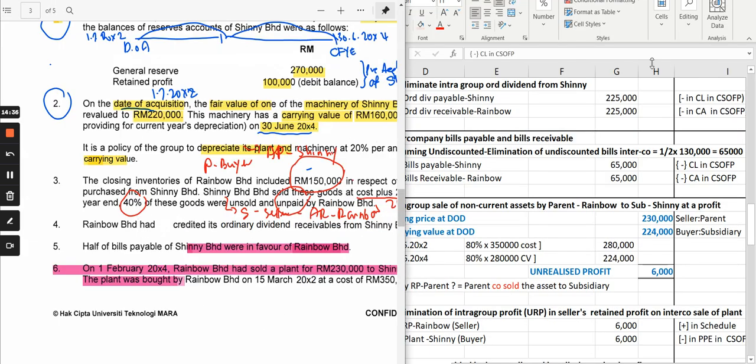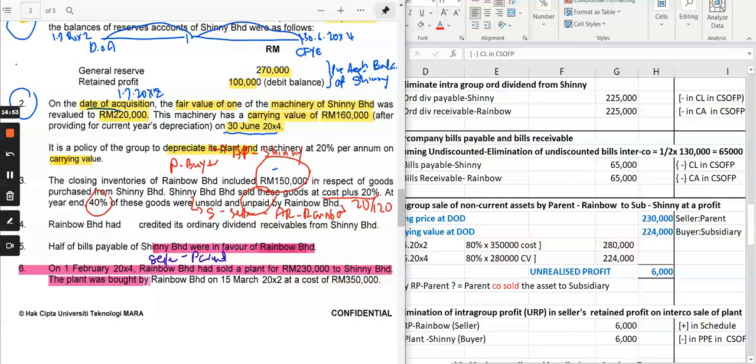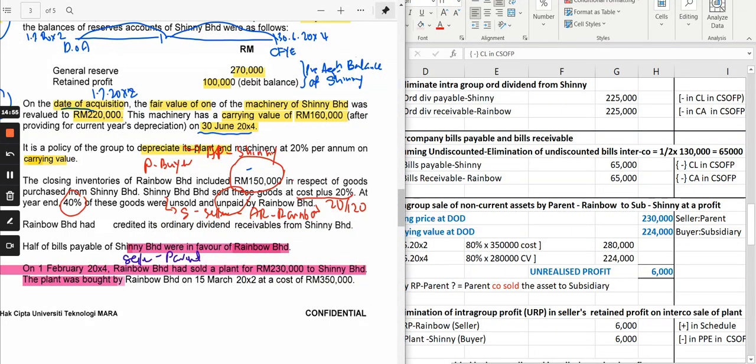So Rainbow is the seller, and Rainbow is the parent company. Parent company meaning that the buyer is the subsidiary. So buyer is subsidiary. Shini is the subsidiary. So Shini is the buyer, and it is the subsidiary.